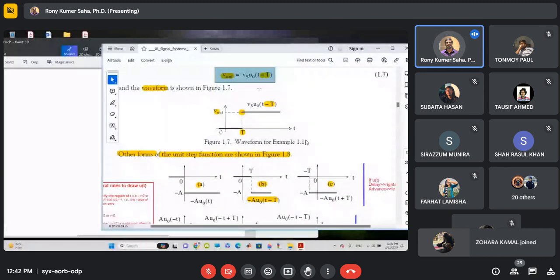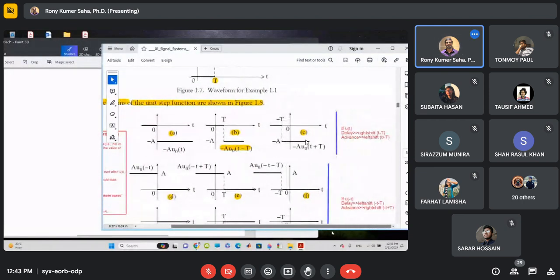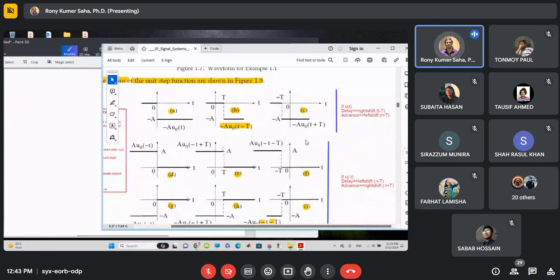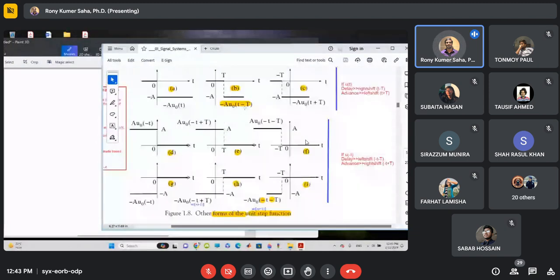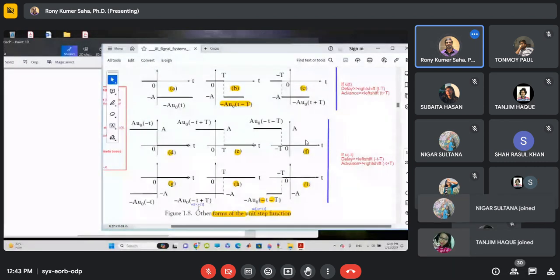So other than this, you may have many kinds of signal response. We can try this one also. For example, what if it is the case for, other than this, how do you define this one? Very simple. You just try this one. What if we try this one? What should be the expression of this? This one is what? A u naught minus t plus t, right? So maybe you can write this one here.